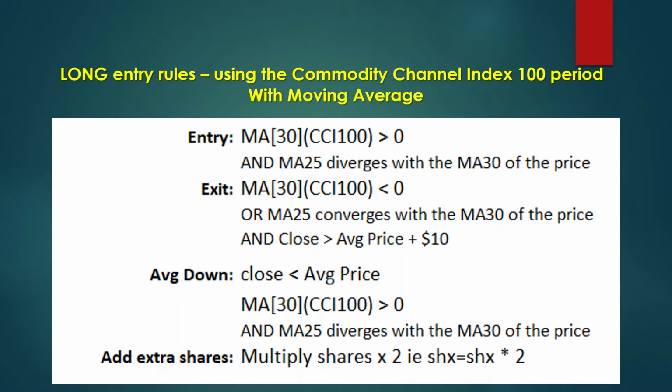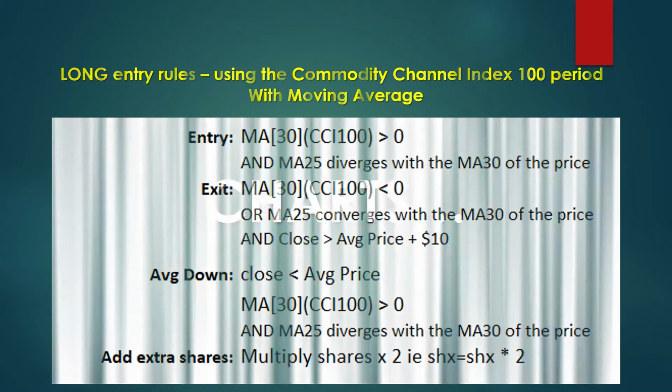Lastly, we average down when the current close is less than the average price and the entry parameters of the above are met again. We enter the double number of shares, and I'll demonstrate this a bit more in the chart. Let's get stuck into the charts and I'll demonstrate.